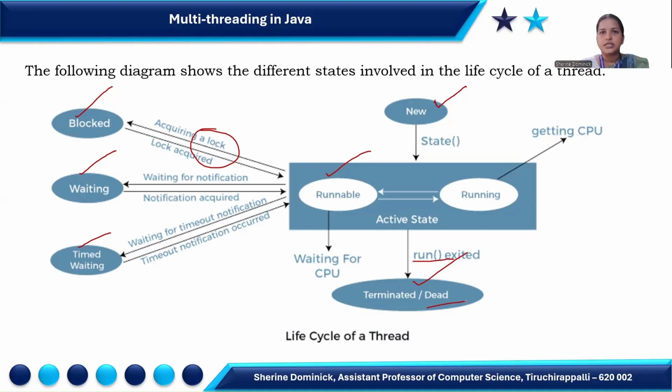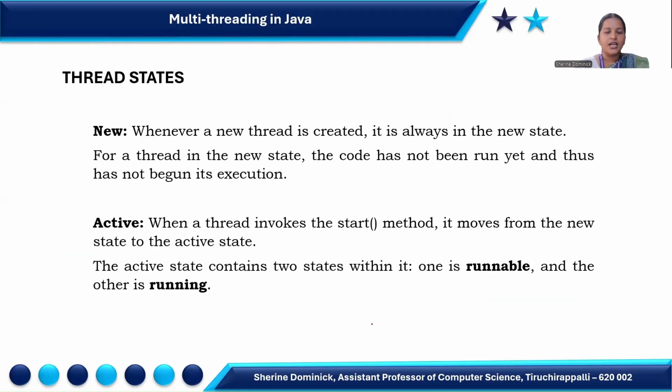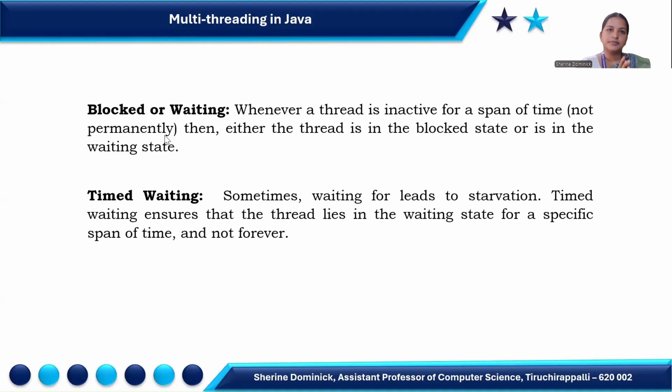Now let's see about these states again in detail. So the first one, new state. New state means that we have created a thread and this thread is ready for execution. So one task to be done is assigned along with this thread. Second one, active state. So when we invoke the start method, a thread which has just now been created moves to the run state. So the active state contains two states within it. The first one is runnable and the other one is run. The next state is blocked or waiting.